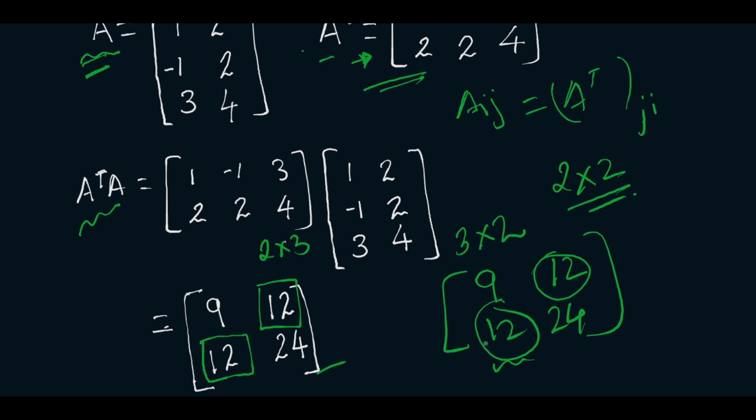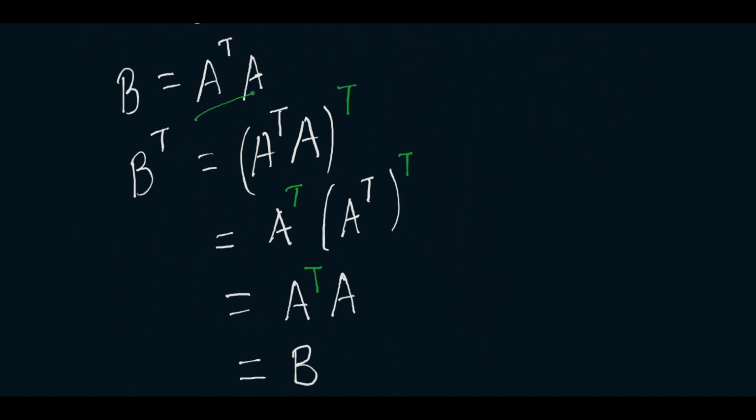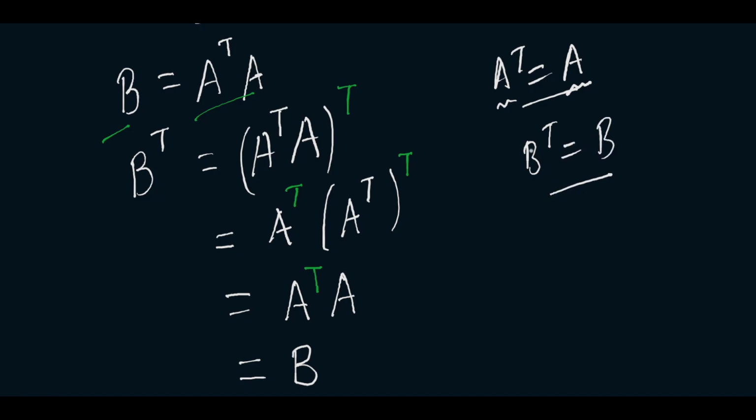Now let us prove that A transpose A is always symmetric. Let us write A transpose A as B. We know that for a symmetric matrix, A transpose has to be equal to A. The transpose of a matrix has to be equal to the matrix itself. So if B transpose equals B, then B will be symmetric. Here our B matrix is A transpose A. So we take the transpose of B, so it is (A transpose A) transpose.